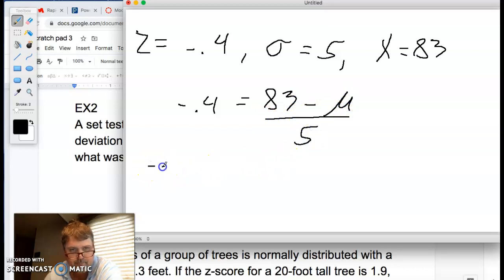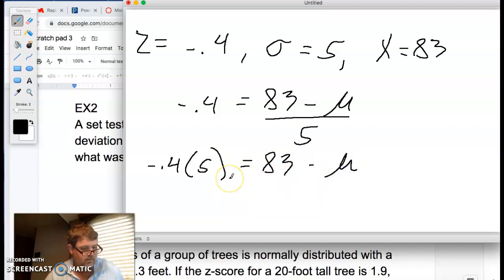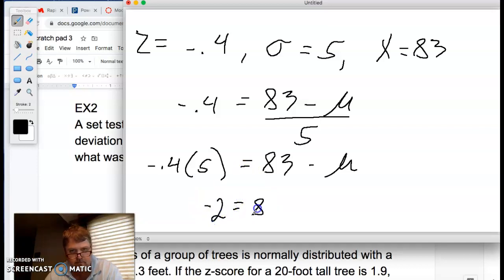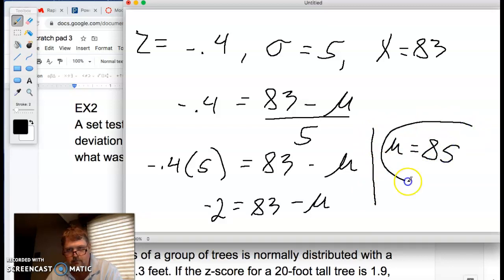So we're going to have negative 0.4 times 5, and that's equal to 83 minus mu. So negative 0.4 times 5 gives me negative 2, and that's 83 minus mu. I need to subtract the 83 over, so I get negative mu is negative 85, so mu is equal to 85. And that's how you would solve one of those problems.